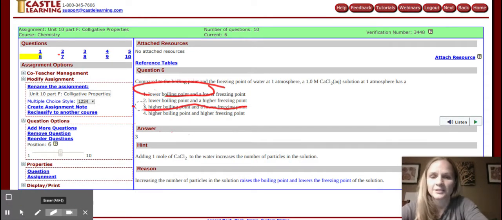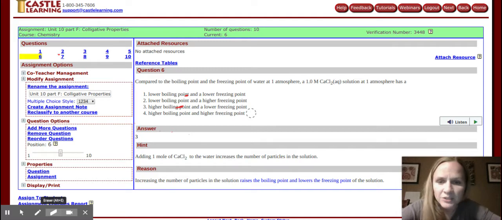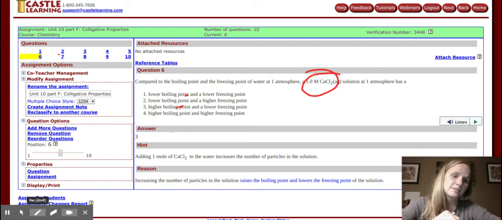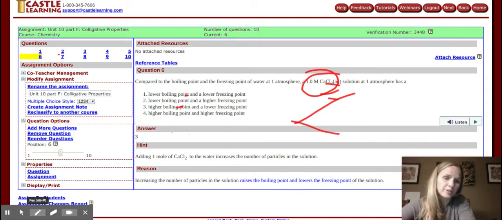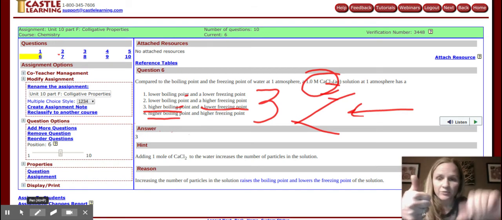Why does some of it erase and some of it doesn't? Okay, compared to the boiling point and the freezing point of water, this solution at 1 atmosphere has... there's something in there, and it doesn't even really matter what it is. It's ionic, which is good for breaking into pieces. There are lots of pieces, so that thing is definitely going to do its job. We're going to put lots of solute in there, and that boiling point is going to go up and the freezing point is going to go down, and choice 3 has both of those. So remember, the high one goes higher and the low one goes lower. Boiling point goes up, freezing point goes down.